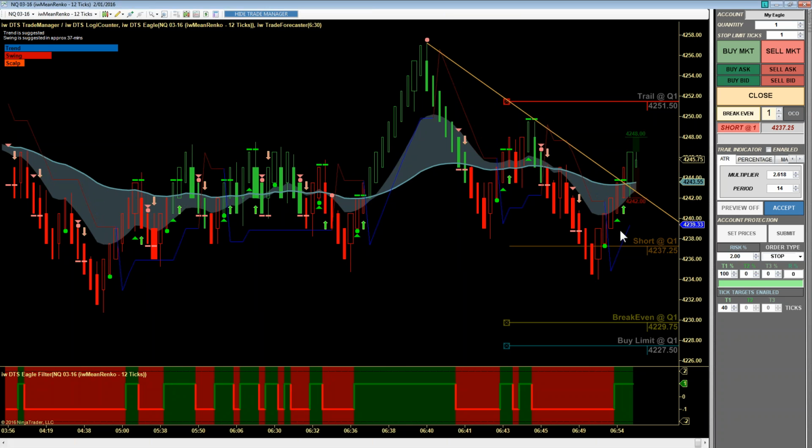Just looking for the sellers to step in here one more time and try to send the market lower, at which time I'm going to become a lot more aggressive with my stop. Let's see, what do parabolics look like? Too far away. Bar high low, yeah, that might be it. Come on, sellers.